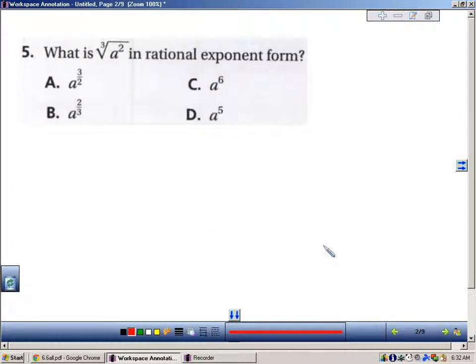What is the 3rd root of a squared in rational exponent form? Well, just recall our pattern from changing radicals to fractional powers, right? Where the root is the denominator of your fractional power and the power of the exponent is the numerator.